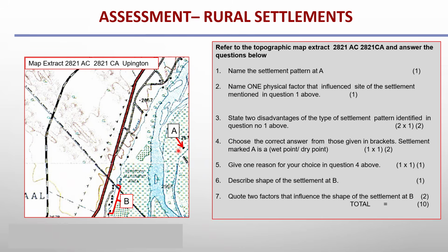Describe the shape of settlement B. Now look at the shape. It's along a river, and on this side we have a small road. So it's along a line feature. So B has to be a linear settlement. 2 factors influencing the shape. You can see there's a road, which is a line feature. We also have a river. We have a perennial river there, which is a line feature.